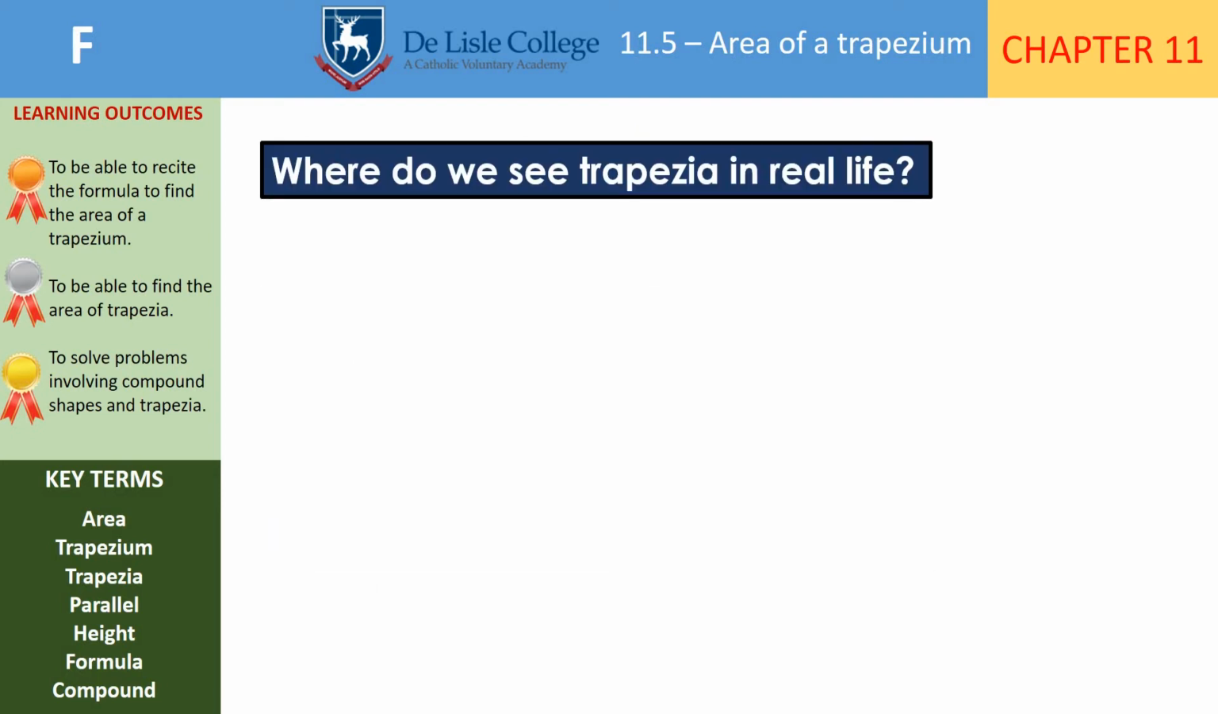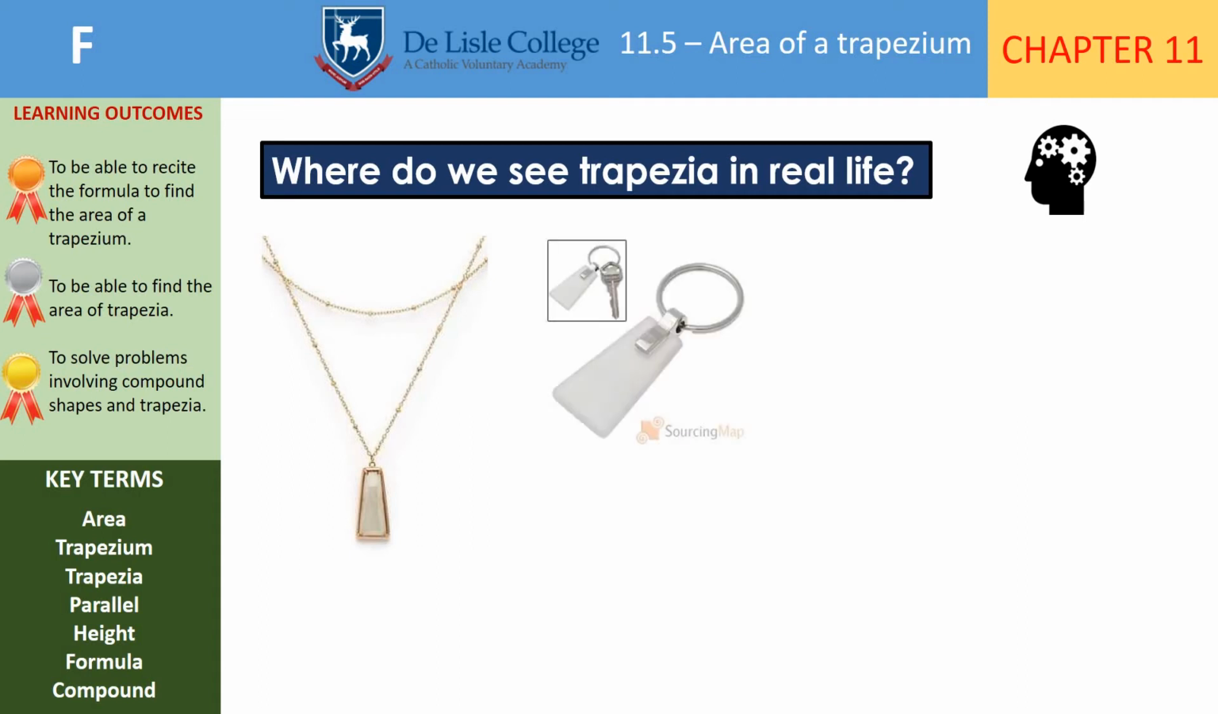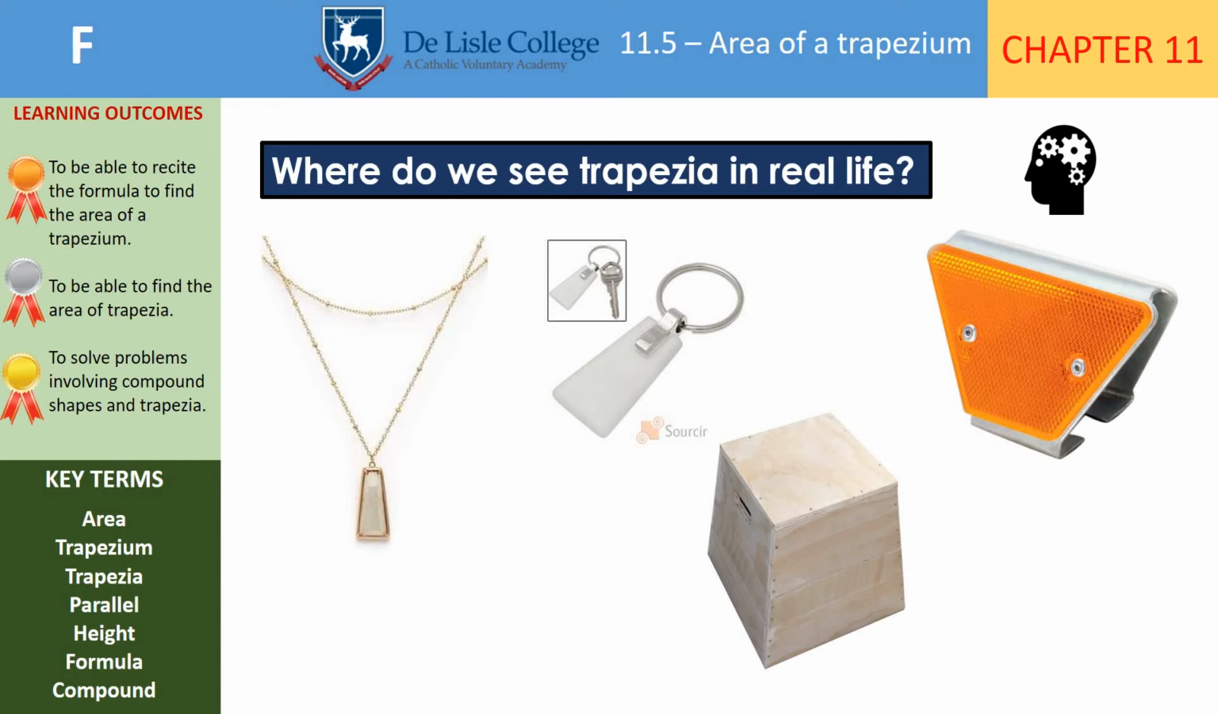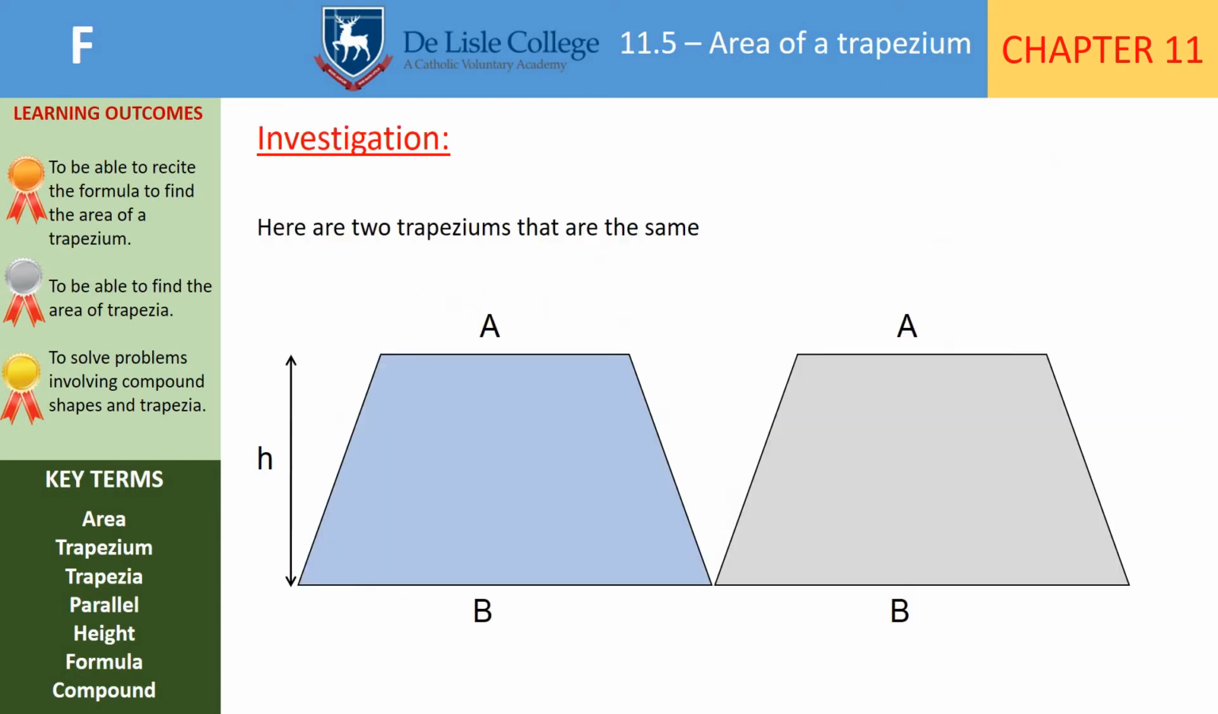Okay, so where do we see trapezia in real life? Have a little think for a few seconds, and then click, and we will see. Okay, here are a few examples. So you might have a pendant, looks a little bit like that, necklace even. That's a key ring. We've got some sort of stepping stone maybe. A bike reflector could be in that shape.